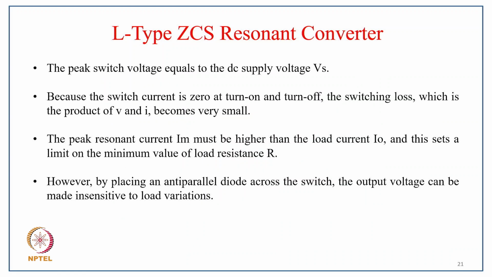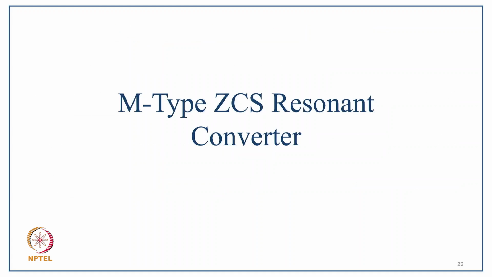So the peak switch voltage equal to the DC supply voltage Vs, and because the switch current is 0 at turn on and turn off, the switching loss, which is the product of V and I, becomes very small. The peak resonant current Im must be higher than the load current I0, and this sets a limit on the minimum value of load resistance R. However, by placing an anti-parallel diode across the switch, the output voltage can be made insensitive to the load variation.